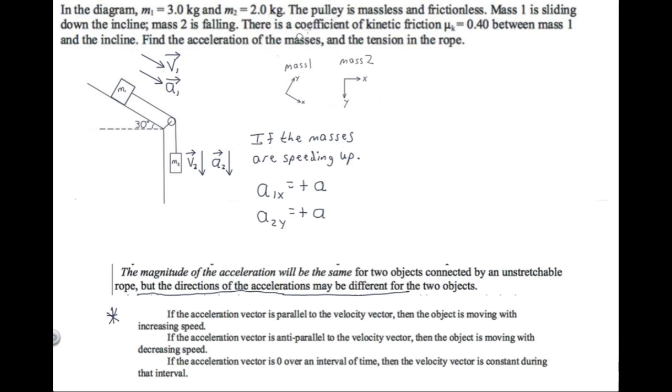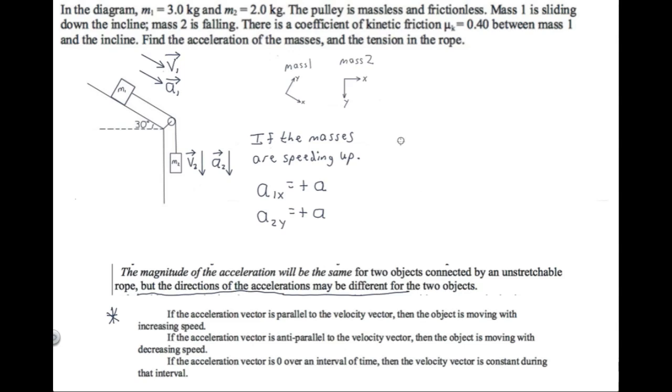Based on the way that this problem was worded, it's theoretically possible in this problem that actually both masses could be slowing down. In our previous problems, we knew for sure that the masses were speeding up because they were starting from rest. But this problem doesn't say that the objects are starting from rest. So in this problem, it's theoretically possible that the masses could be slowing down.